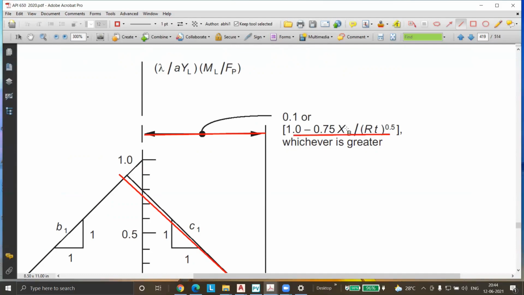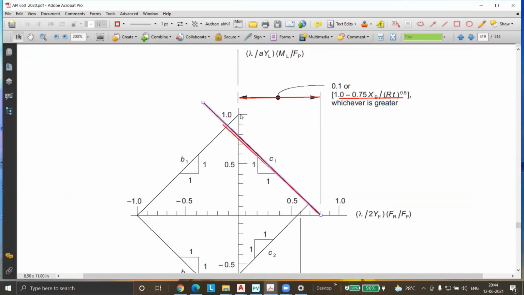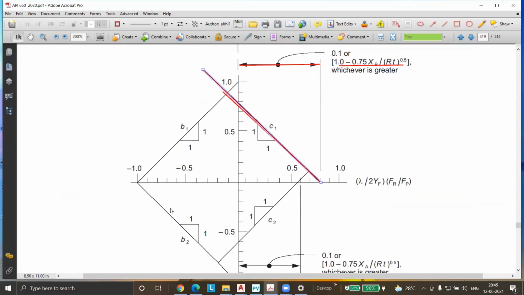This value we already have: xb is known, square root of rt is also known. So definitely we can get this value, and the greater of these will be the starting point of this line. Because you can see that the line slope is 1 by 1. So once this point is known, I can draw this line, right? Once I'm able to draw this line, the next point will start from here. This is also a 1:1 slope. All the lines have a 1:1 slope.